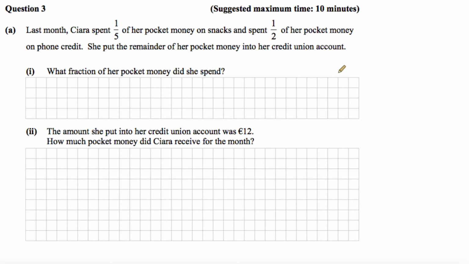Okay, so with a question like this, it's good to use a bar to represent fractions or decimals and so on. So we know that she spent half her money on phone credit. So half her money on phone. And then 1/5, so another little bit, 1/5 on snacks. There, that's on snacks, and the rest of the money in the credit union.